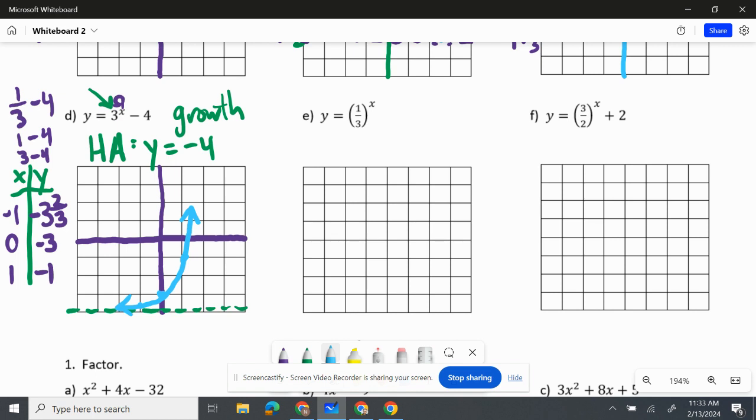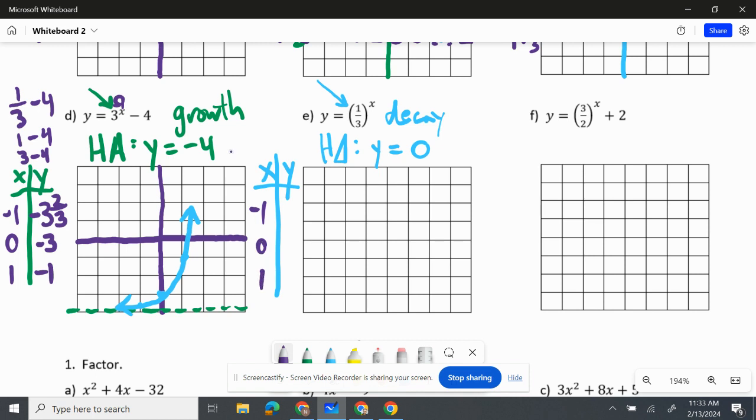So looking at the next one, we have to decide if it's growth or decay. This right here tells us that it's a decay model. And then our horizontal asymptote would be y is equal to 0, because adding and subtracting a 0, we don't see a number. And then what we're going to do is we're going to come up with our -1, 0, and 1 values. So if we plug in a -1, it flips, and that would be 3. Plug in a 0, anything to the 0 is 1. If we plug in a 1, it stays the same, so that would just be 1/3.